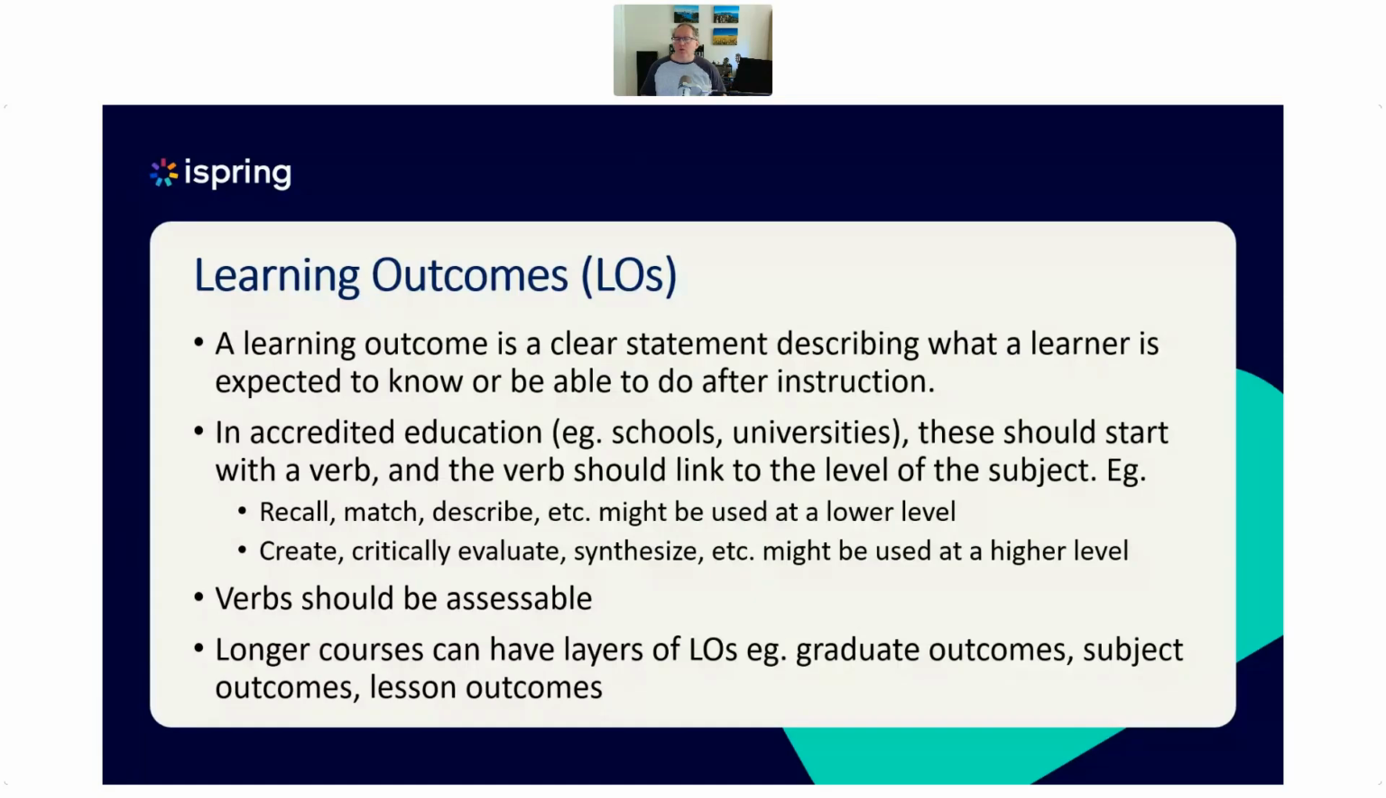If you are teaching a longer course, or you're teaching something that's part of a degree, then you might have layers of learning outcomes. So your degree will have some graduate outcomes. Then your subject will have learning outcomes for the subject. But then if it's a whole semester subject, then every week or every lesson you'll have outcomes for those lessons. So learning outcomes are vital if you're in an accredited situation, but even if you're not, really helpful for guiding you and also for informing the learners of what they should be getting at the end.